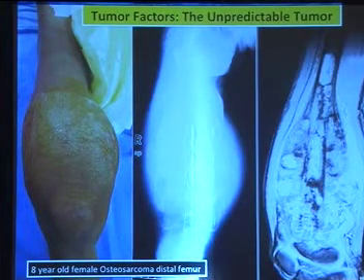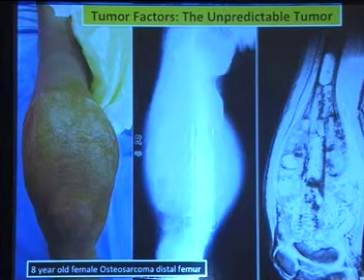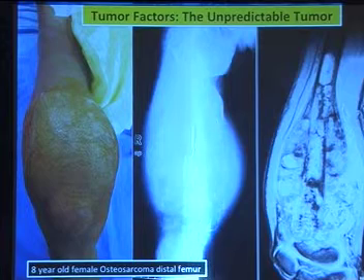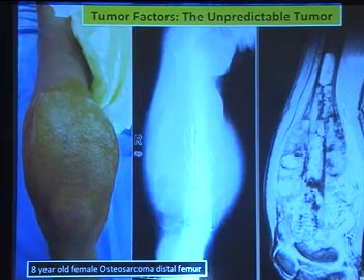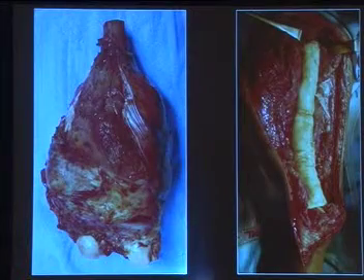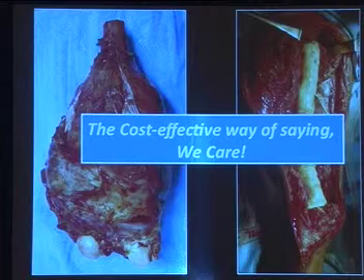So this was a huge tumor. The neurovascular bundle was nearly in contact with the tumor. There was a fat plane, very, very meager. So we were not sure whether the patient would have local recurrence or not, and therefore we had to put a spacer instead of putting something more expensive. So that's a cost-effective way of saying we care.